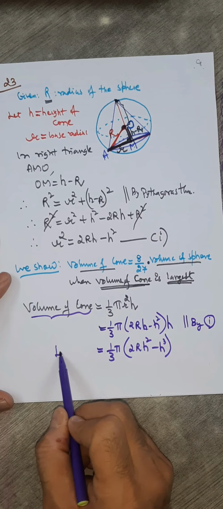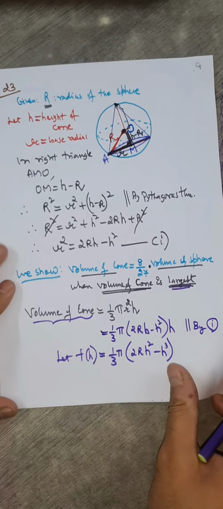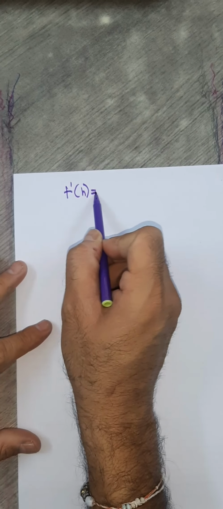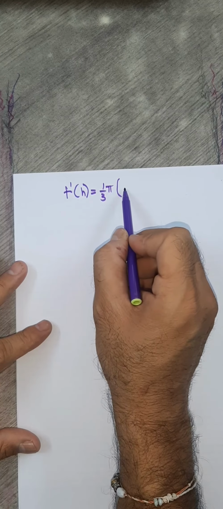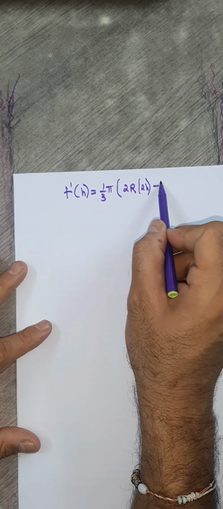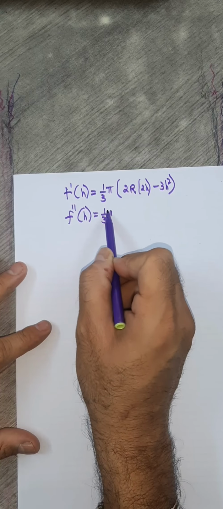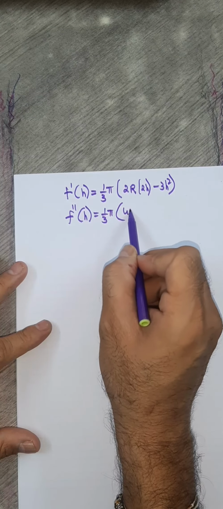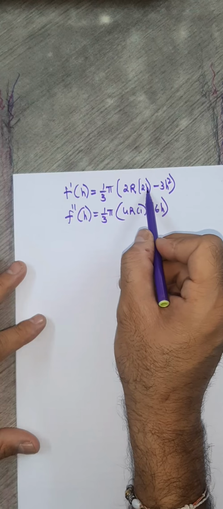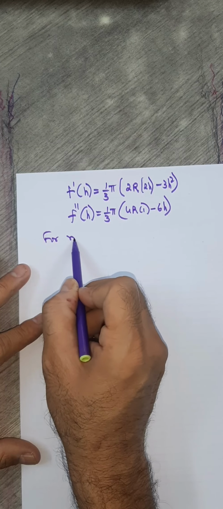It is purely in h, so I'll take that as f of h. We want to maximize this one. So how many times are you going to differentiate it? Twice. Now as usual, you are almost through. f dash h: 1 upon 3 pi outside as it is, 2R being constant, R is given, so it's treated as a constant. This is 2h minus 3h square. One more time, f double dash h, which is 1 upon 3 into pi, 4R constant as it is, this is just 1 minus 6h. Derivative of h with respect to h is 1, and this is 6h.